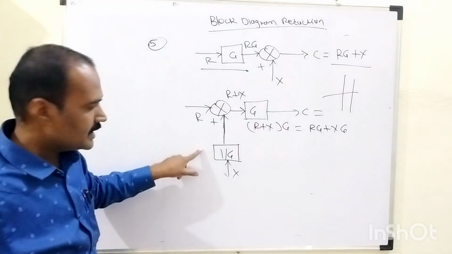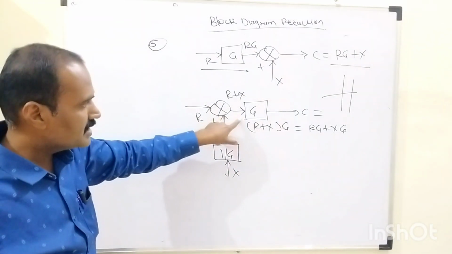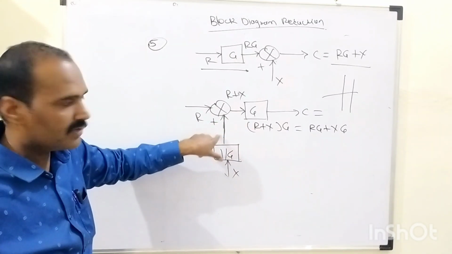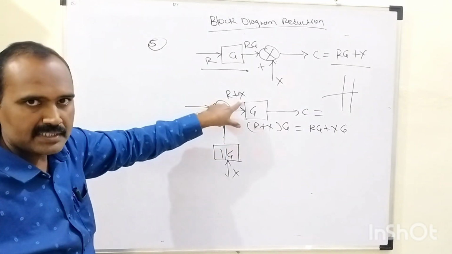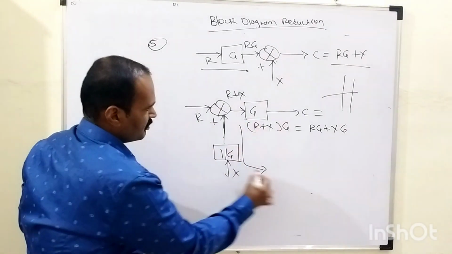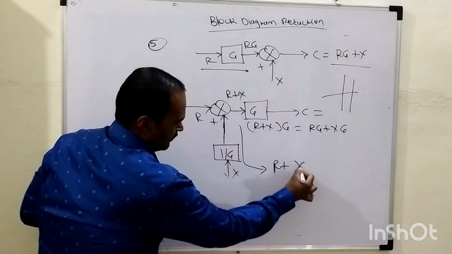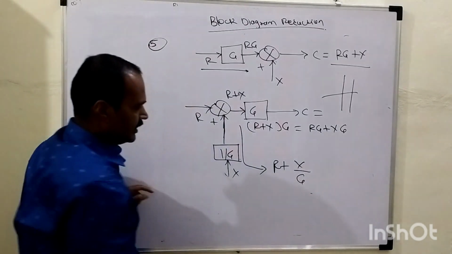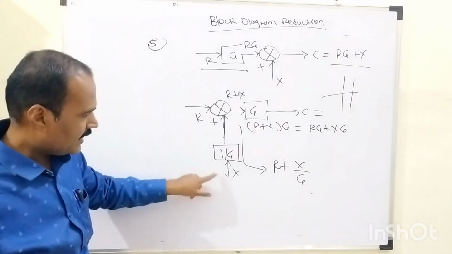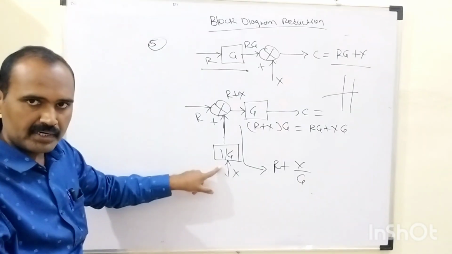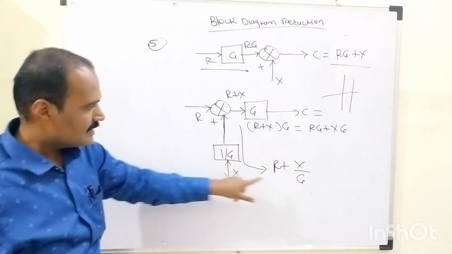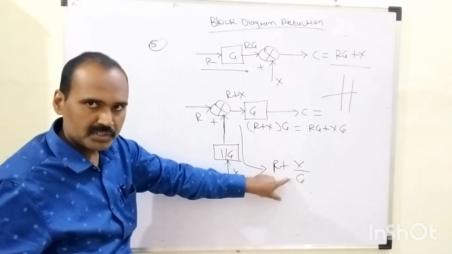As a result of doing this, what will happen here? What kind of input is being given to this block? In the previous case, without any modification, its input is R plus X. In this particular case, the input given to this block is R plus X by G, right? Because 1 by G is the gain of that newly added block. And the input given to that newly added block is capital X, so input multiplied by gain becomes X over G, right?